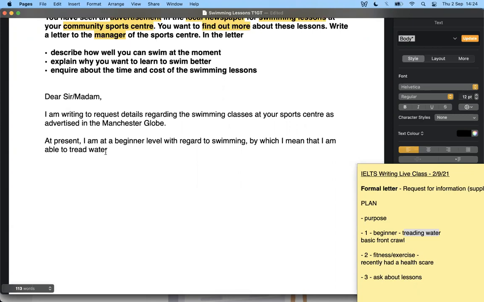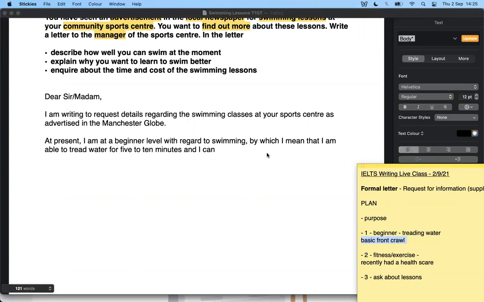Notice the spelling here for those who, just like me, find English incredibly frustrating when it comes to the inconsistency of letters and the sounds that they make. That looks a little bit like treed, because we have read, of course, but the pronunciation is actually tread, to tread water. So by which I mean that I am able to tread water for, and then we can give a bit of time for, let's say 5 to 10 minutes.